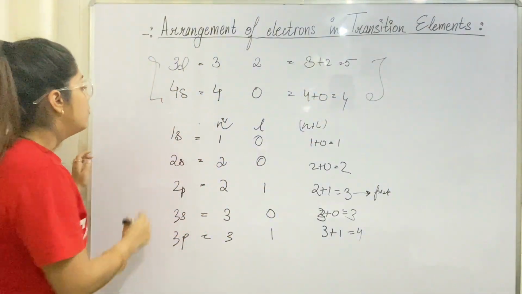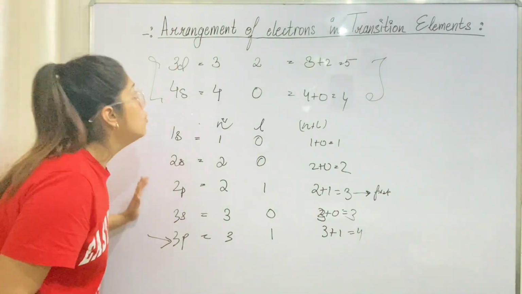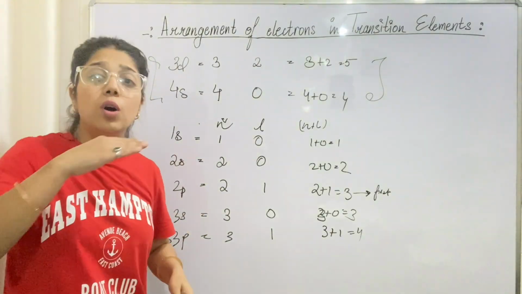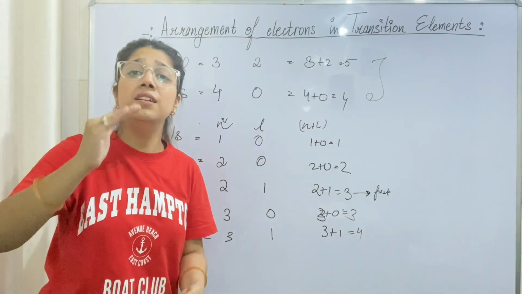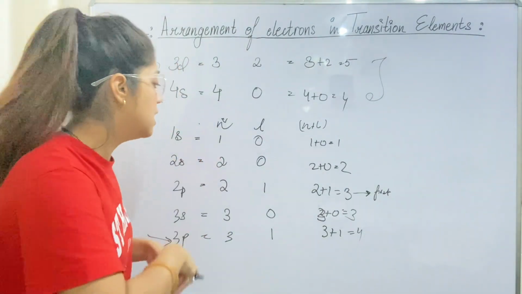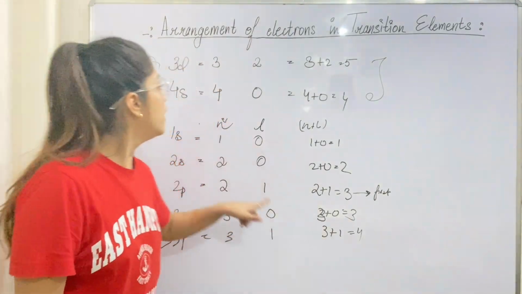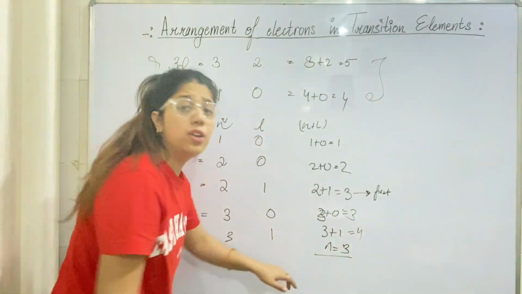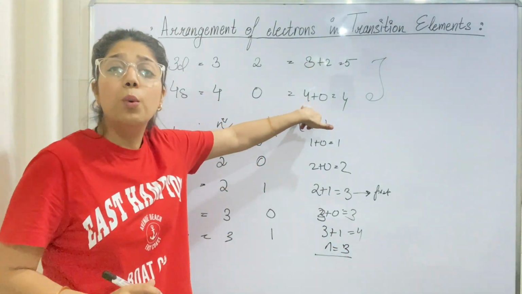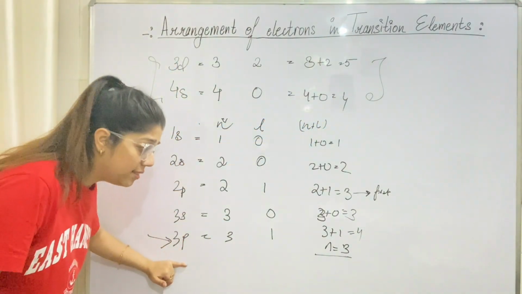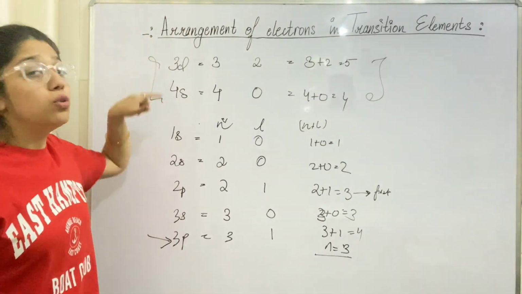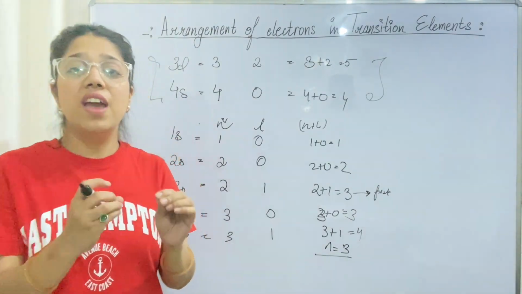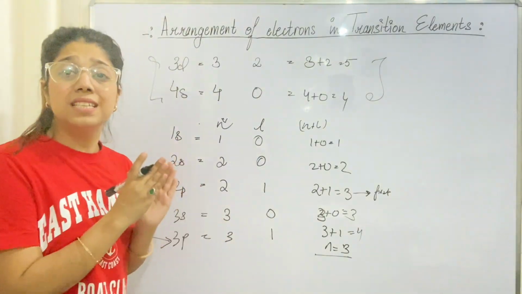So that means after filling 3p, the electron will not go to 3d, because according to Aufbau principle, the electron will be filled in accordance with the value of n plus l. The orbital having the lower value of n plus l will be filled first. So here you see 3p has value 4 and 4s also has value 4. Here the value of n is 3, which is lower compared to the value of n over here, which is 4. So the electron will be filled in 3p, but after 3p, the electron will go to 4s and not 3d. This thing you have to keep in mind. This is very important. Now I hope this is clear to all of you.